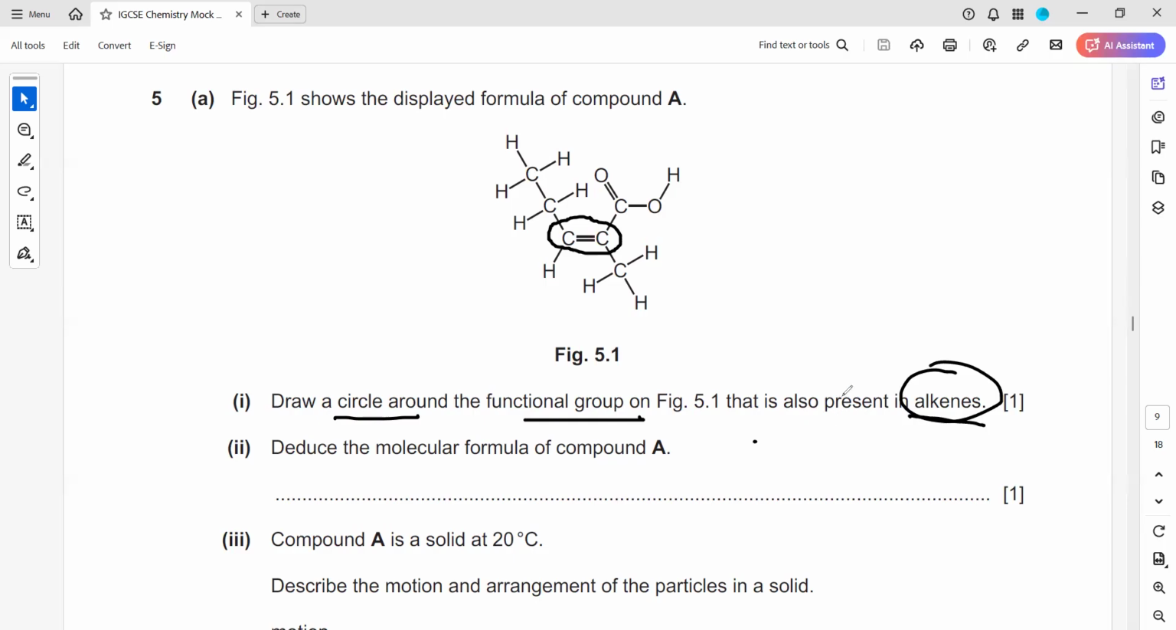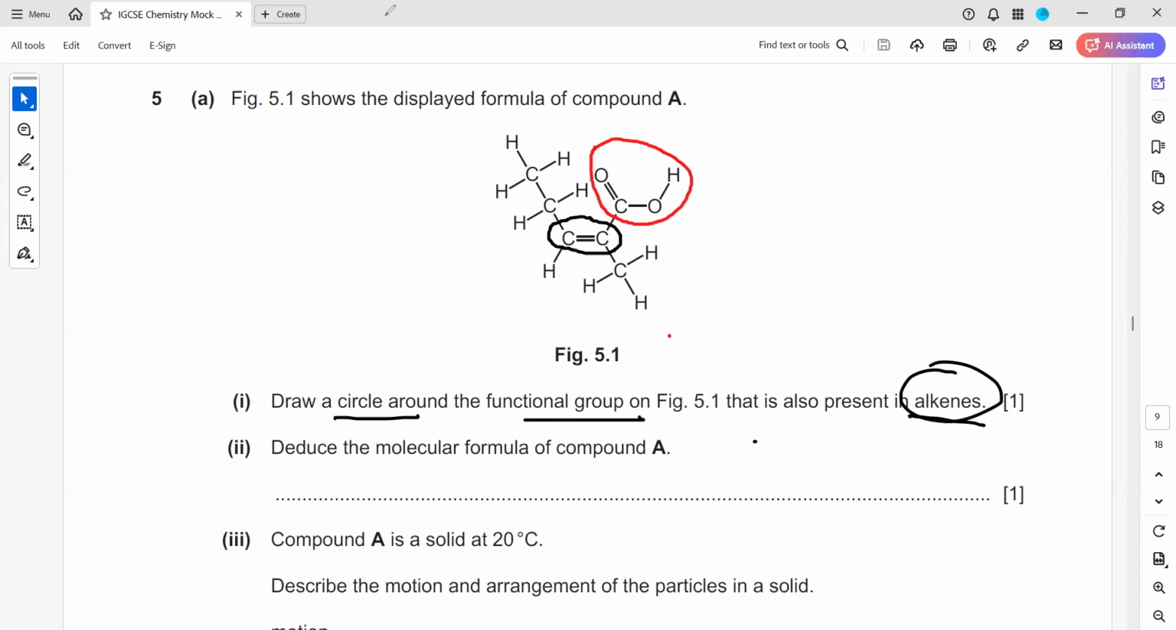If this was the same question and they say draw a circle around the functional group which is present in carboxylic acid, which one will we circle? We'll circle this. So what about the name of this compound? This is 2-methyl butenoic acid.